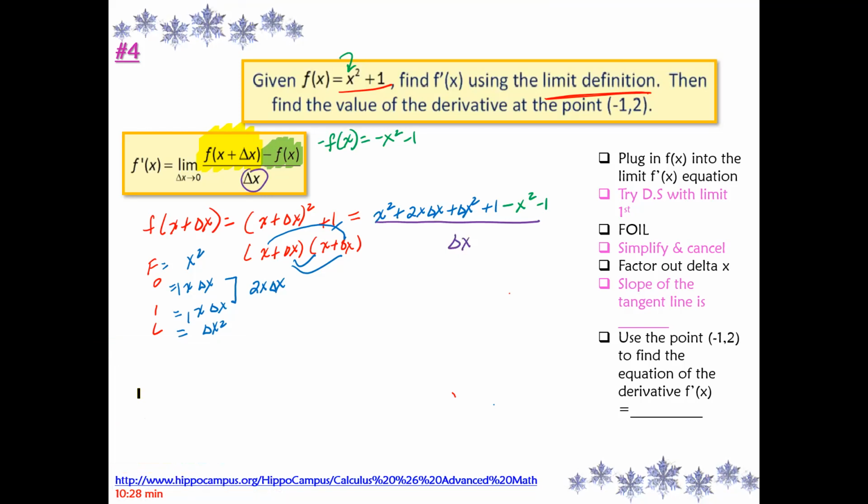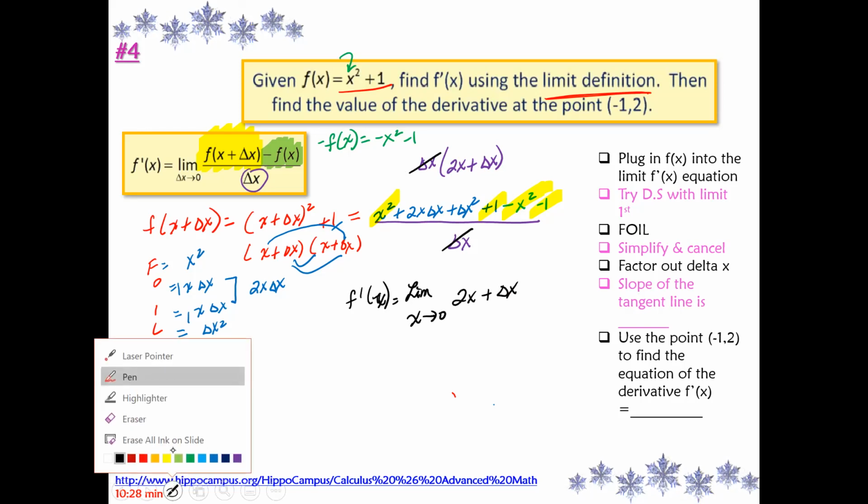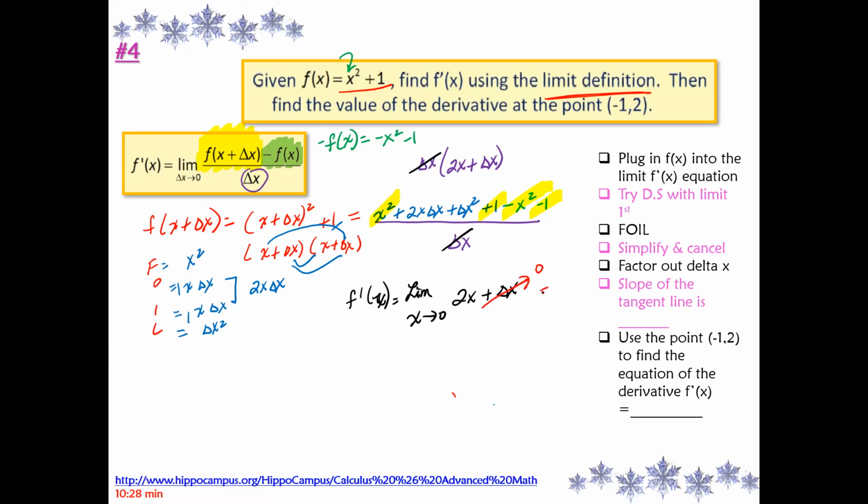Well, let's go ahead and simplify this a little bit. X squared cancels. 1 cancels, and I am left with 2x delta x plus delta x squared. Well, I can factor out a delta x, so 2x plus delta x. Cancel the delta x, and I'm left with 2x plus delta x. So here is my derivative, the limit as delta x approaches 0. So when delta x approaches 0, this becomes a 0. So what is my answer? 2x. That is my slope. So you think you're done, but you're not done yet.